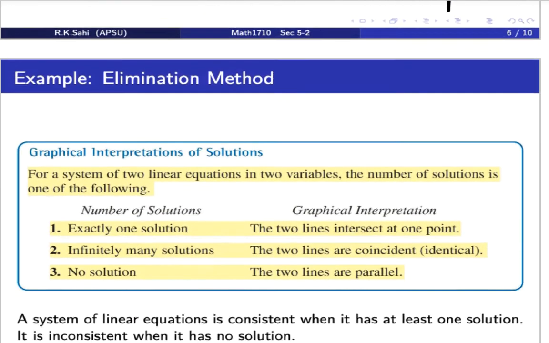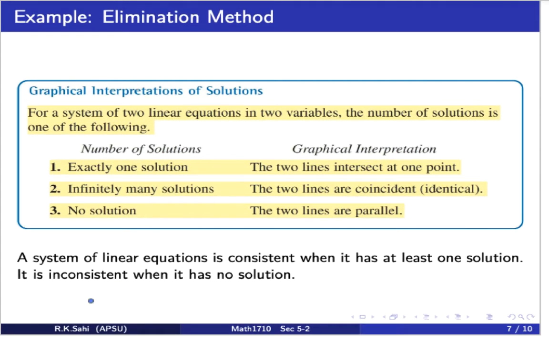So I have written it down in the form of a little table for you. It says for a system of two linear equations in two variables, the number of solutions is either exactly one, which we call unique. If it's unique, that means the two lines are intersecting at one point. If it has infinitely many solutions, the two lines are coincident. That means there's only one single line you see in a graph. And no solution means two lines are parallel.